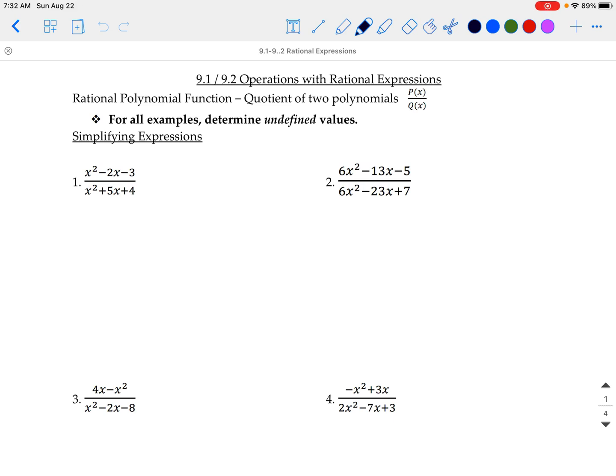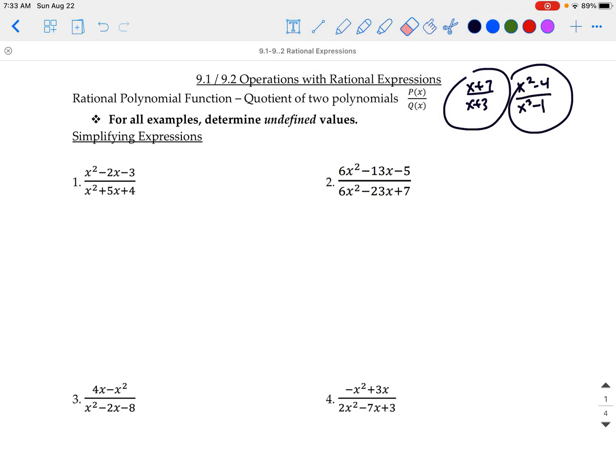So we'll just note that our rational polynomial function looks like a quotient of two polynomials. So it's going to look like maybe two linear polynomials, x plus 7 over x plus 3, or maybe a quadratic over a cubic, etc. But in general, we're going to have this ratio of polynomials, which means that we might be able to use factoring techniques to simplify our polynomial.